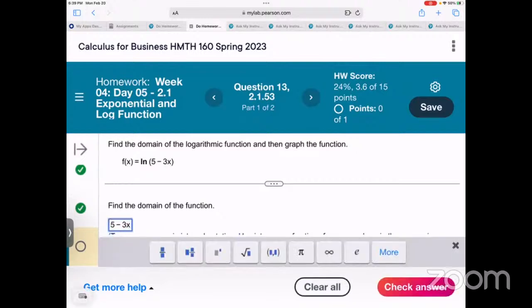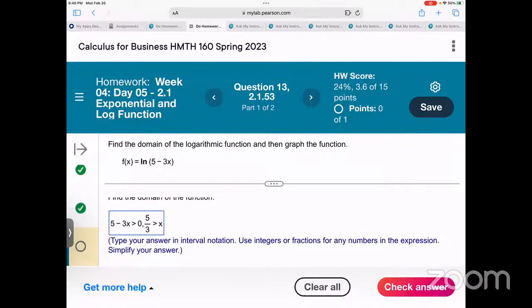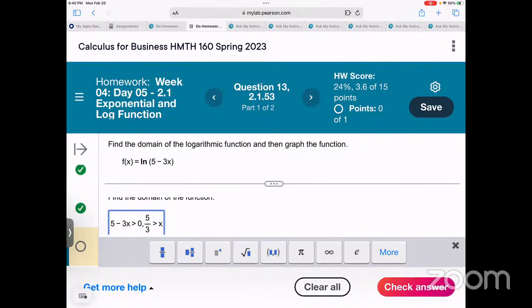If we solve that inequality, you can add the 3x to both sides and divide by 3. Then you're going to get 5 over 3 is strictly larger than x. So if 5/3 is bigger than x, that means x is strictly less than 5/3. We need to write that in interval notation.